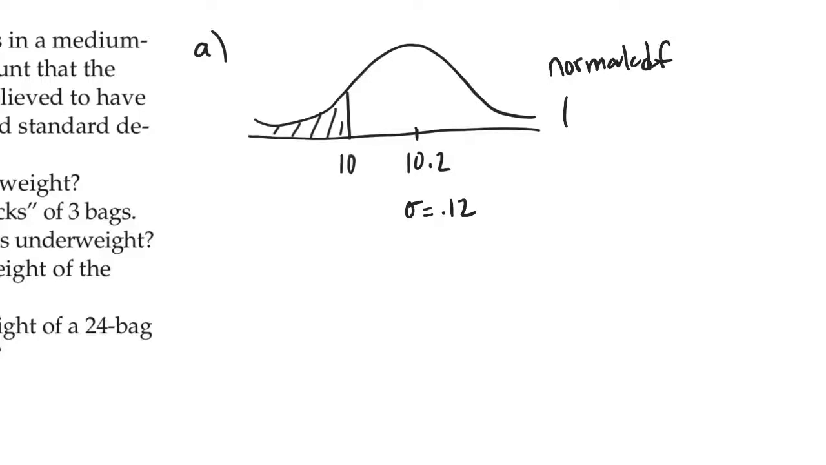From the picture and the information, it's pretty obvious what we're supposed to do. Negative 1E99 is the left value. It goes all the way up to 10, with 10.2 as the mean and 0.12 as the standard deviation. Notice, my sample was of size 1, so I don't need to readjust my standard deviation or anything like that. It's just going to be what it is. Turns out, you tell me, what's the percentage? It's going to be 0.0478 approximately.